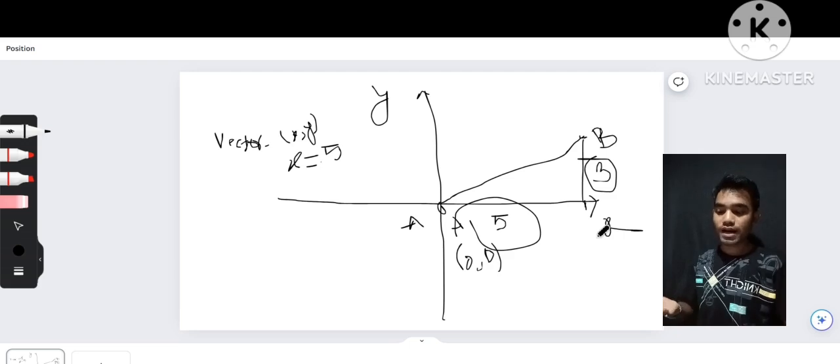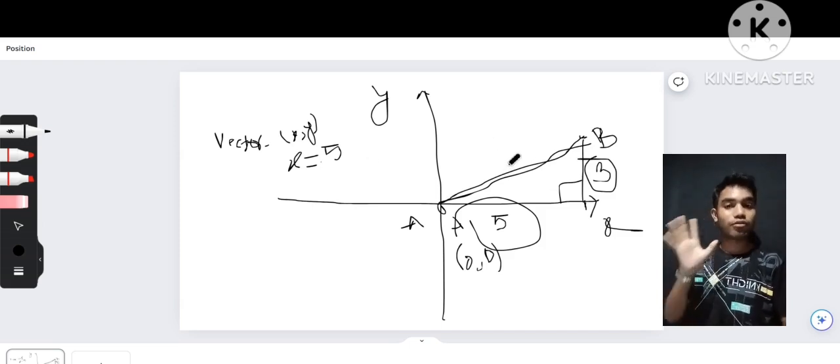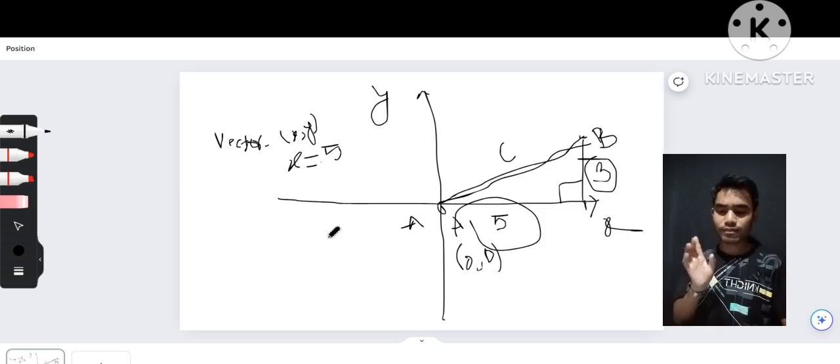Let's suppose you just want to get the length of this vector. So how can you do that? As you can see, it became a right angle triangle. Let's assume the length over here, which we don't know, is C. We can find the length of that vector by using the Pythagoras theorem, a square plus b square equals c square. Since this is a right angle triangle, we can find the length of this vector.